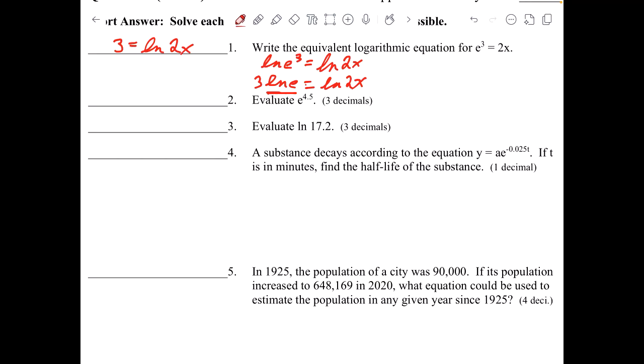Number 2, you used a calculator, so you just had to take e to the 4.5 power, and when you do that, you should get 90.017. For number 3, again, just a calculator problem. You type in the natural log of 17.2 and you get 2.845 as your answer.